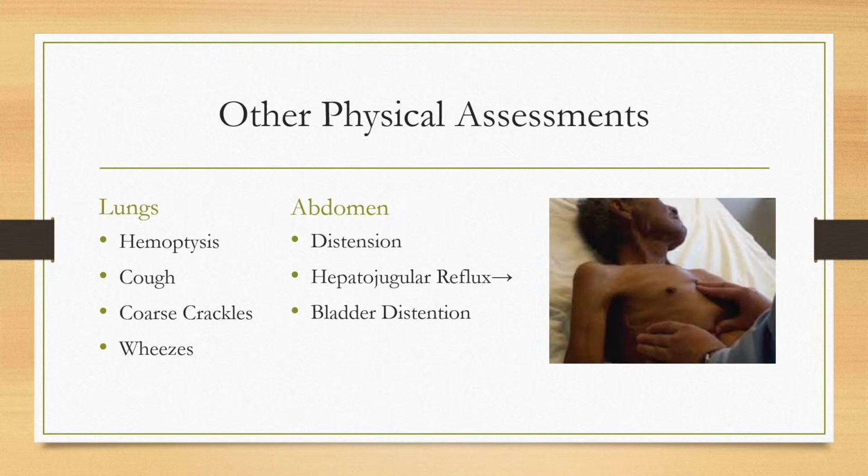COPD, chronic obstructive pulmonary disease. Well, they cough a lot. They have a chronic cough. They have purulent sputum, and they're often short of breath. Okay, what else can cause coughing? Pneumonia can cause coughing. You're trying to hack up all the phlegm that's in the alveoli and in the lungs.